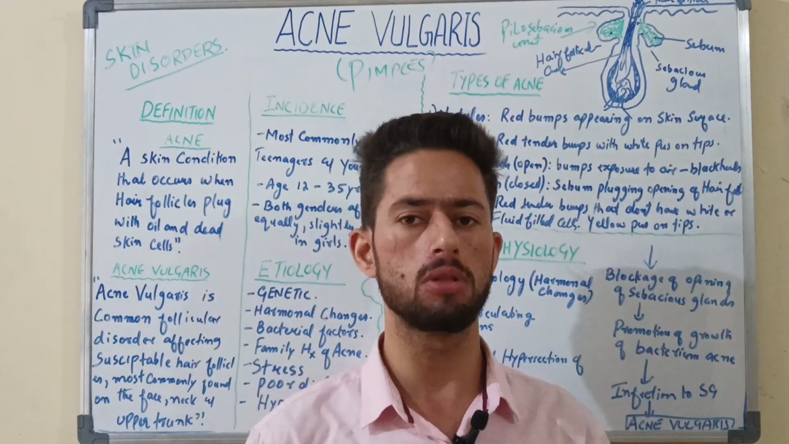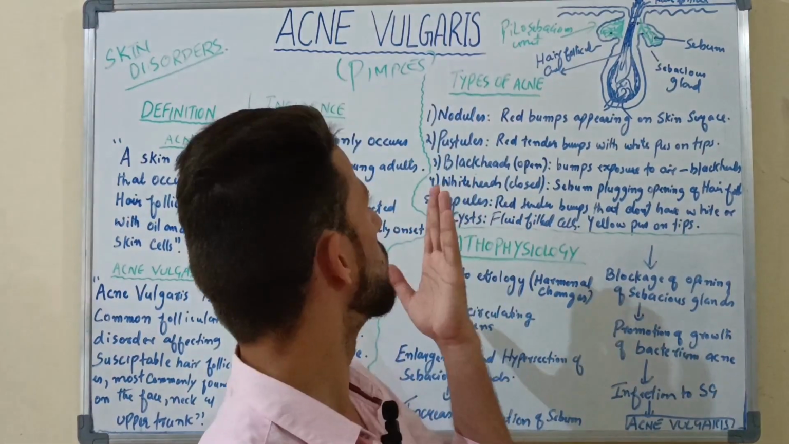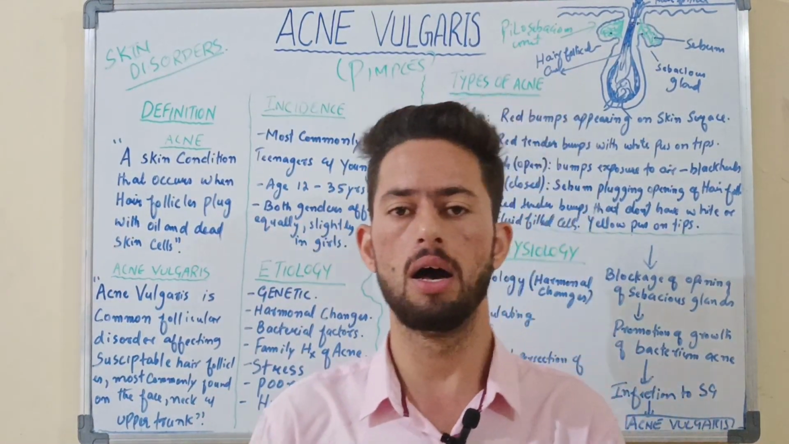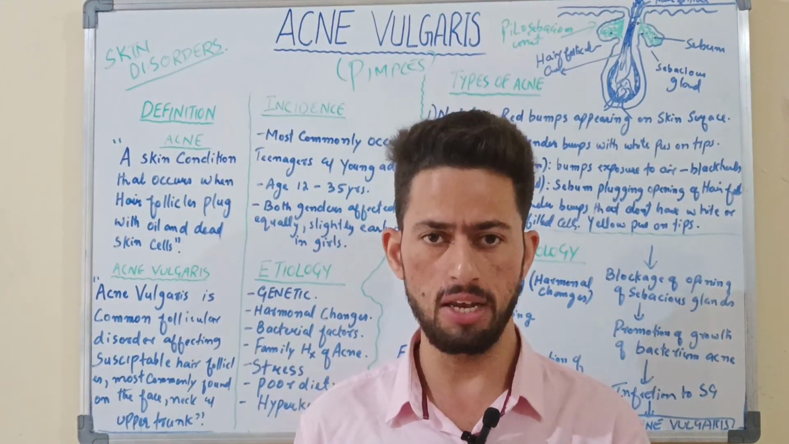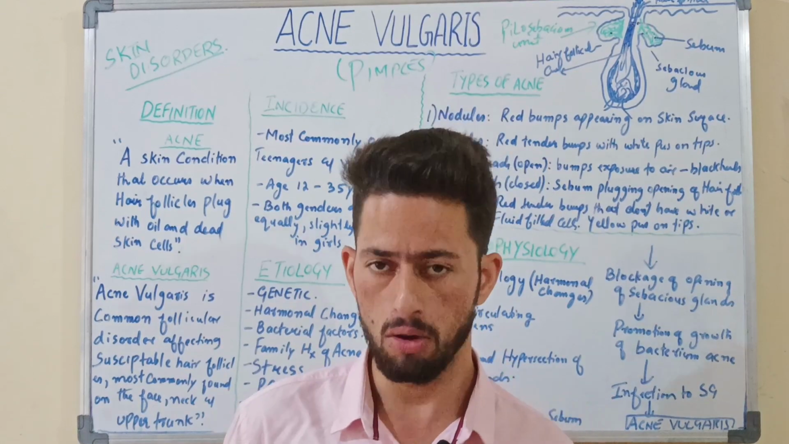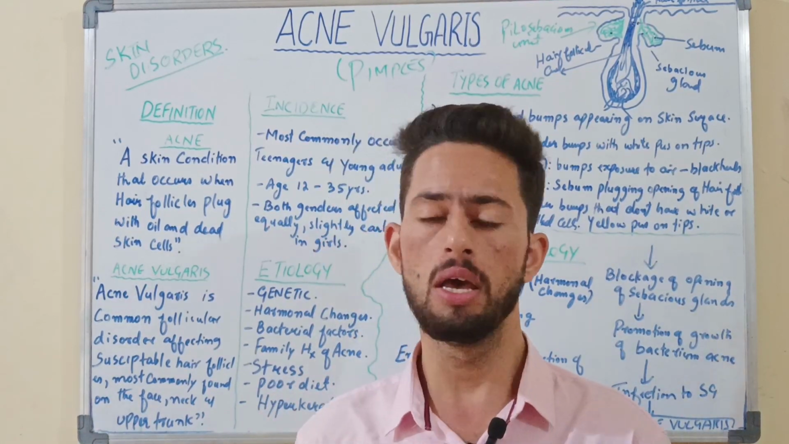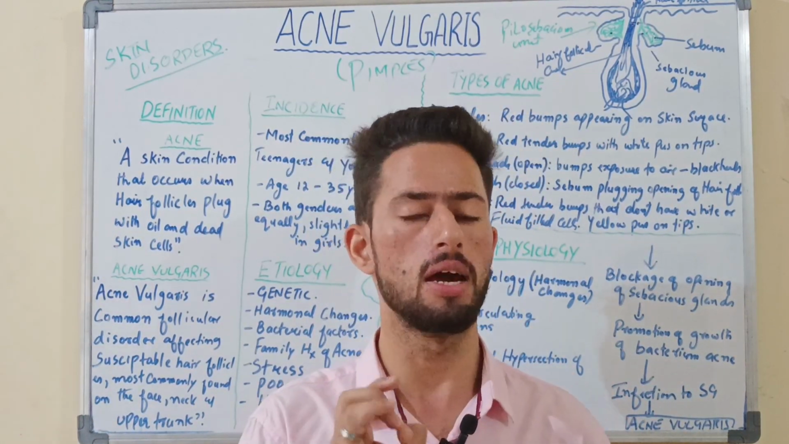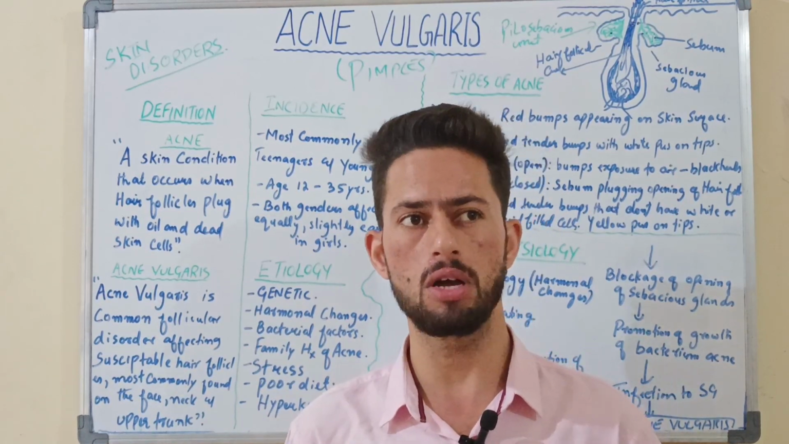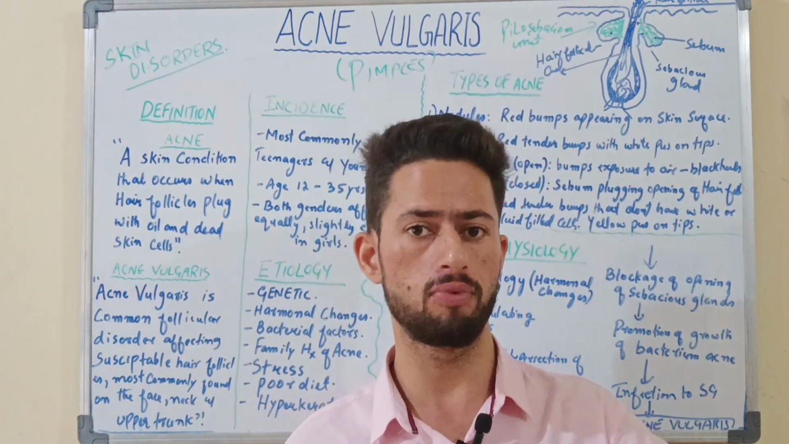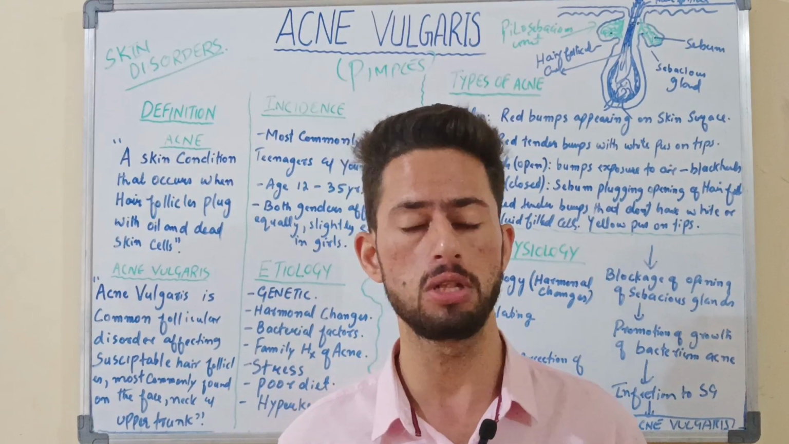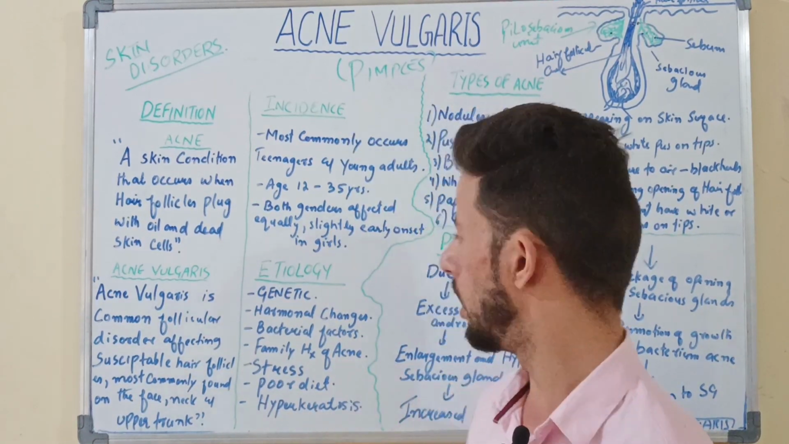Okay, now let's talk about the incidence, or prevalence, of this condition. Acne vulgaris most commonly occurs in teenagers as well as early adults. If we talk about the age group, the age group ranging from 12 to 35 years is most commonly affected by this disorder.